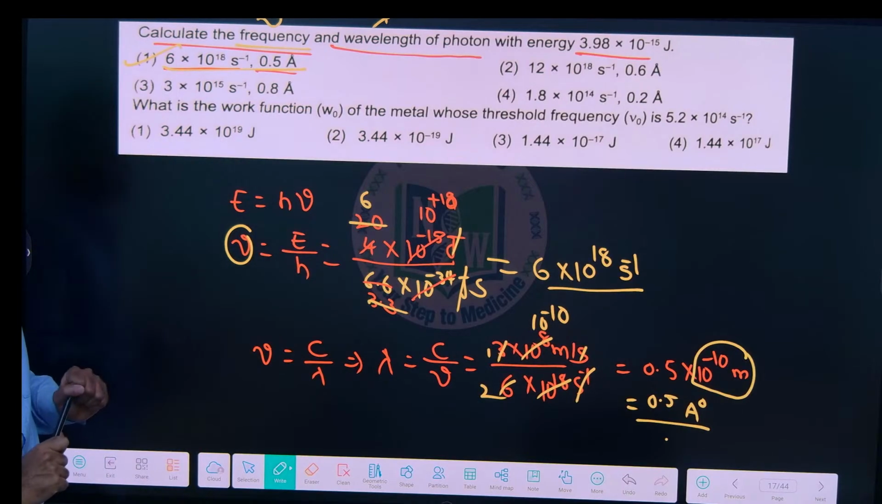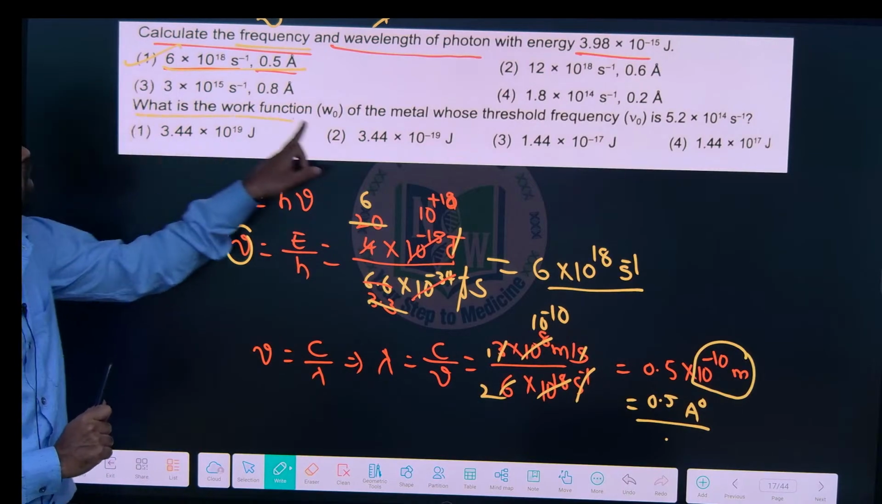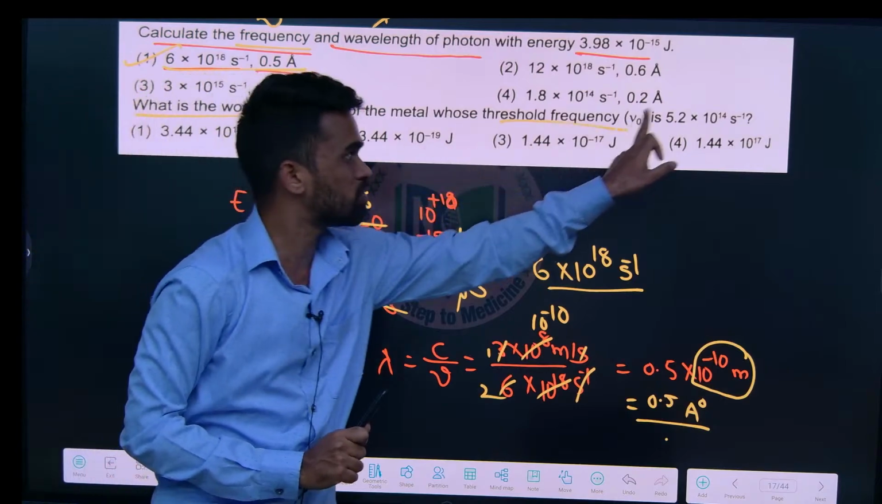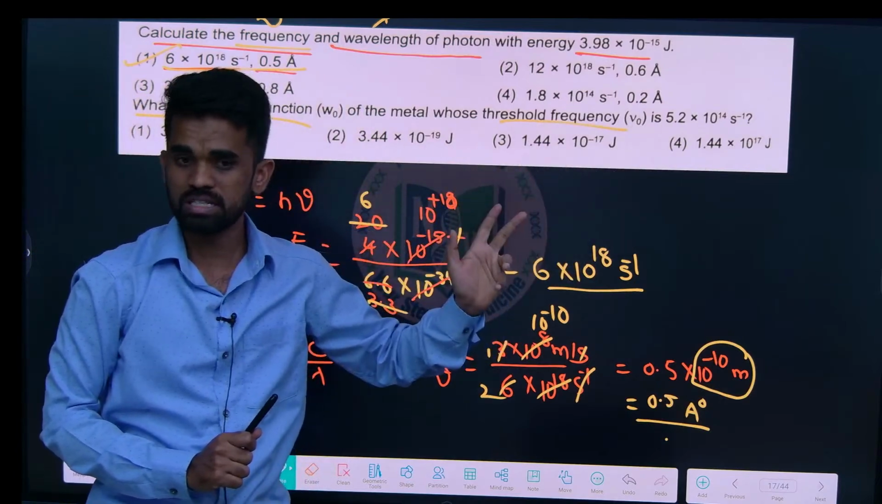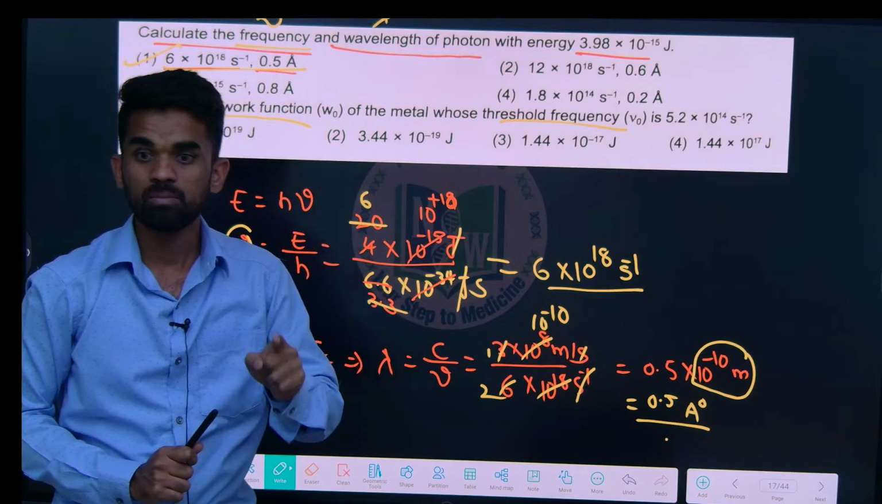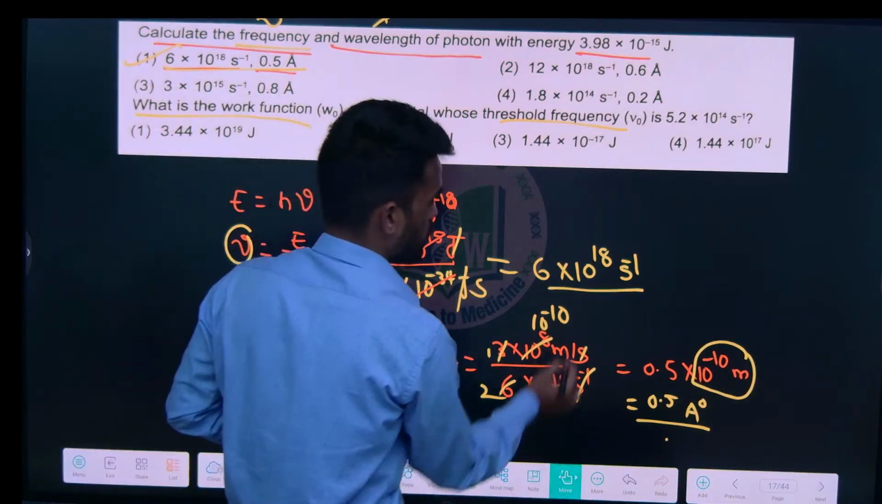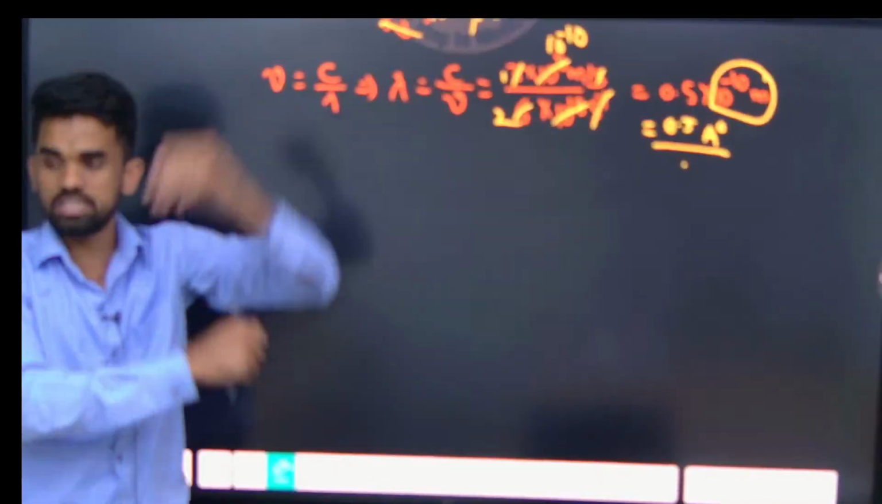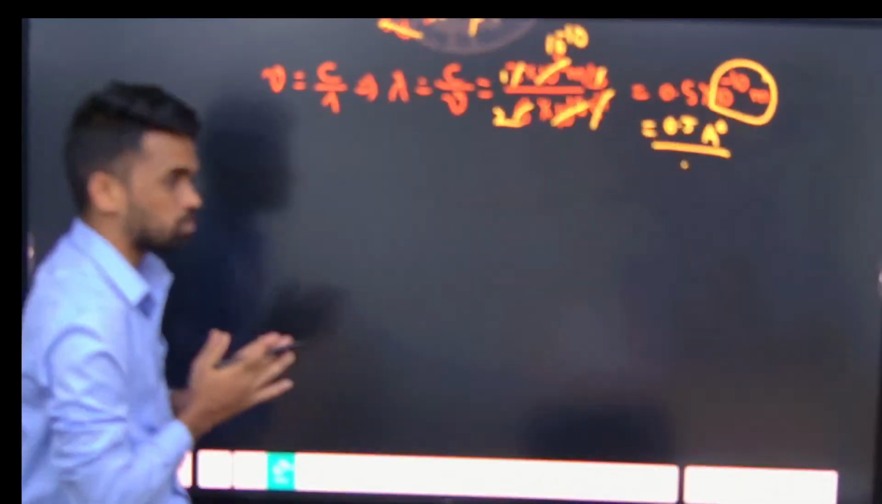The next question is about the work function of a metal, and the threshold frequency is this much. See, work function, where do you hear this word? Photoelectric effect. So what is this photoelectric effect? See, I do not want to discuss completely whatever things we use, but I will give you some clarity here. Yeah, first option, right.